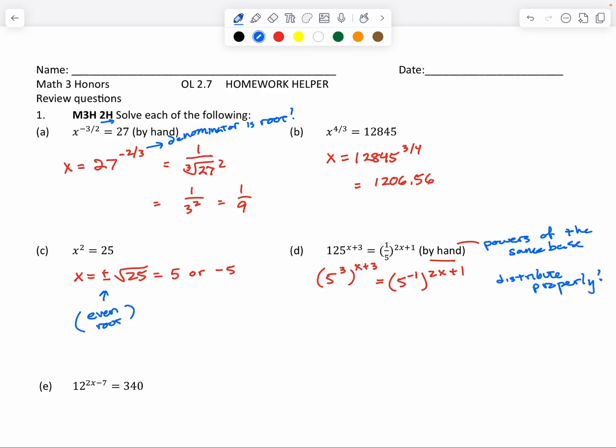Don't just kill off the parentheses. It's 3x plus 9. And then once the bases are the same, you ignore the bases. Let me write this in blue. So, add 2x, subtract 9, and x comes out to -2.